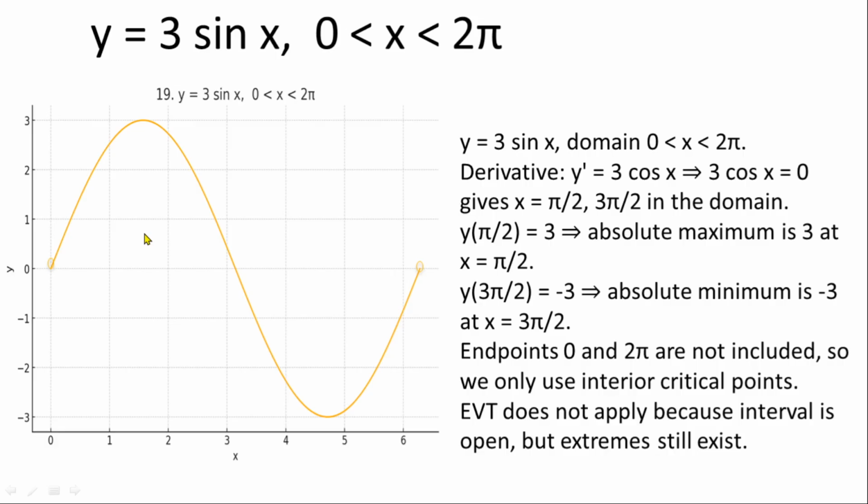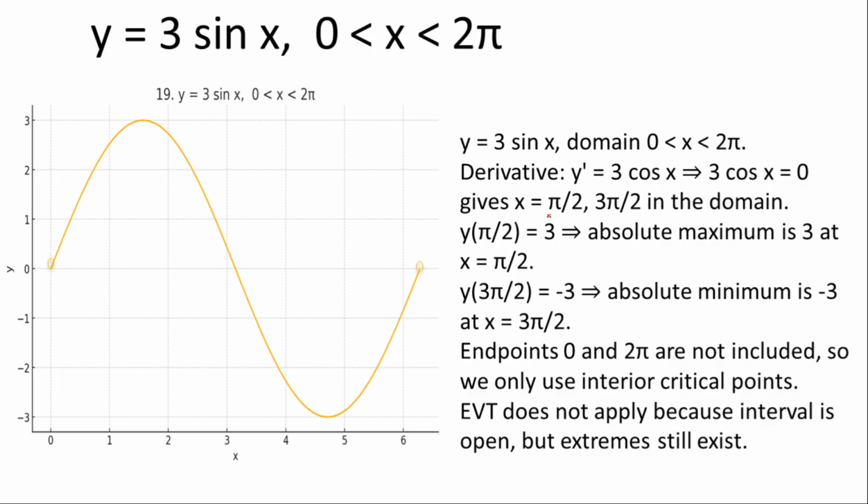Let us see another function, y equals 3 sin x, 0 less than x less than 2 pi. This interval is open, and this function is the sine function. The differentiation of 3 sin x is y dash equals 3 cos x, and we set y dash equal to 0 to find the critical points. That is 3 cos x equals 0, so cos x equals 0, x equals pi by 2 and 3 pi by 2, which are in the domain, between 0 and 2 pi.